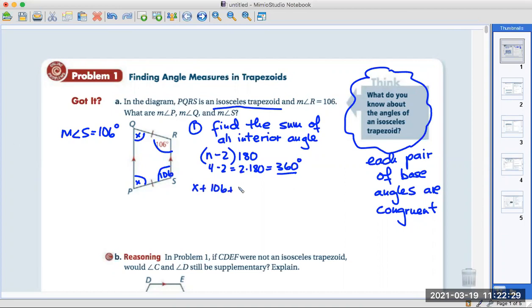So I'm going to do that. I'm just going to add all these what I got and write an equation, yeah? X plus 106 plus 106 plus X has to be the sum, has to be 360. Now I'm going to combine like terms, 2X and 106 plus 106 is 212. I'm looking for X, which is that angle, right? Minus 212 on both sides.